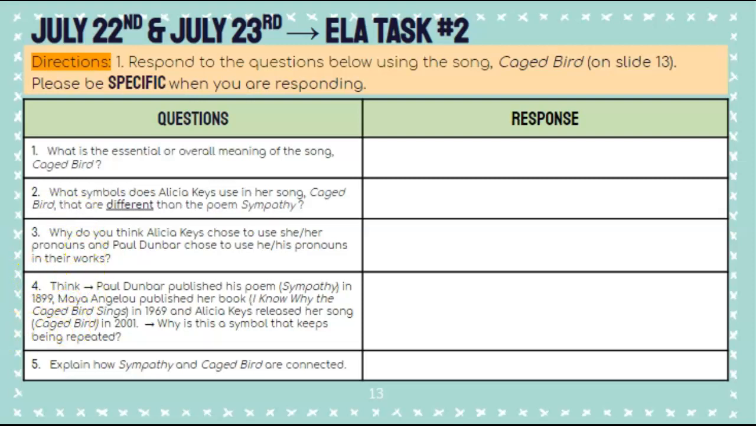4, Paul Dunbar published his poem Sympathy in 1899. Maya Angelou published her book I Know Why the Caged Bird Sings in 1969. And Alicia Keys released her song Caged Bird in 2001. Why is this, birds, a symbol that keeps being repeated? That's 4. And 5, finally, explain how Sympathy and Caged Bird are connected.